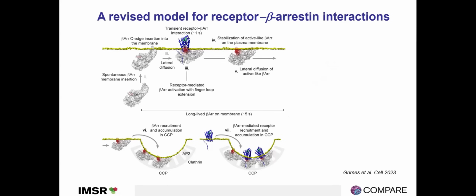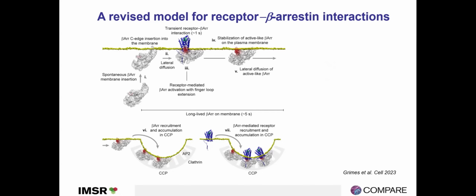And this cartoon summarizes what we are now proposing, if you want, as a revised model for how receptors and beta-arrestin would interact. So we think that there is a dynamic association of beta-arrestin with the plasma membrane. Beta-arrestin then diffuses laterally to undergo transient interactions with the receptors. And what we think is happening here is that the receptor catalyzes the conversion of beta-arrestin into an active conformation with extension of this finger loop.